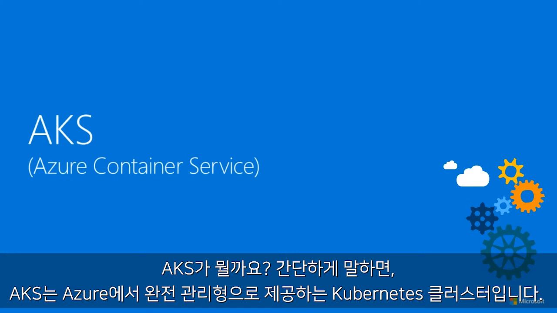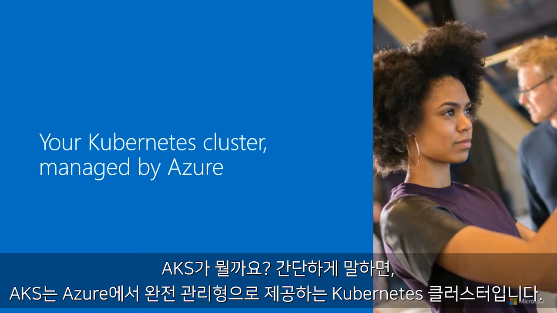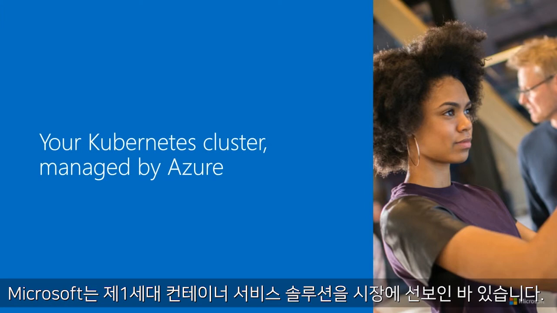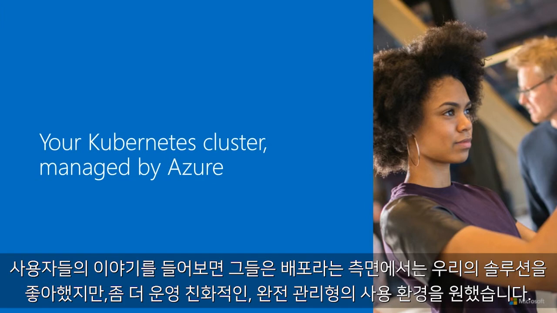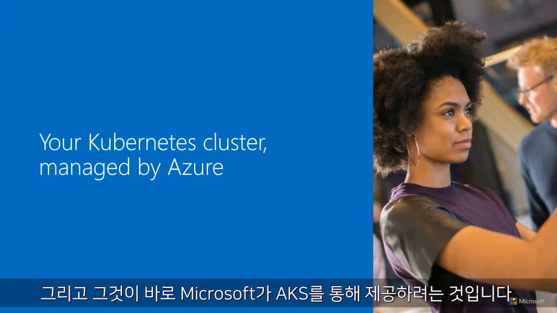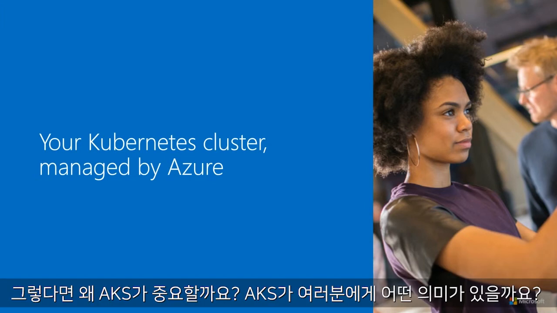And what is AKS really? Well, AKS is, simply put, your Kubernetes cluster, but fully managed by Azure. We have been in the market with a container service solution, the first generation solution. What we heard from folks is that they loved what we were doing in terms of ease of deployment, but they wanted a more managed experience, a more operations-friendly experience. And that's really what we're delivering with AKS.